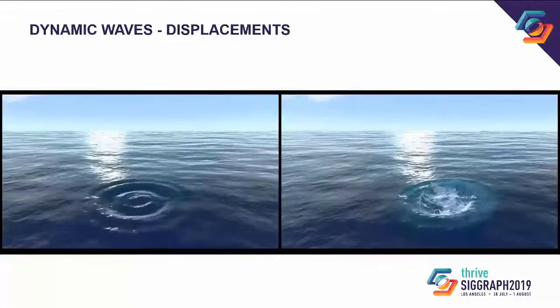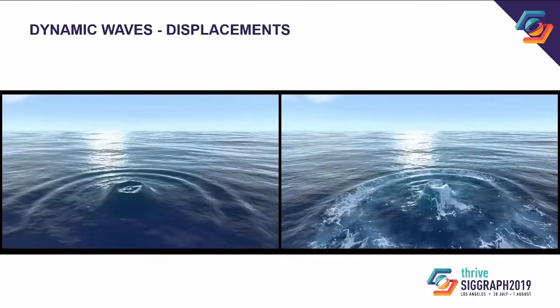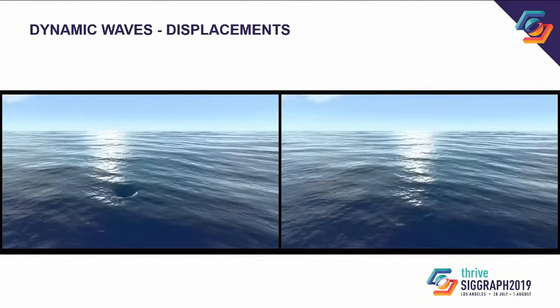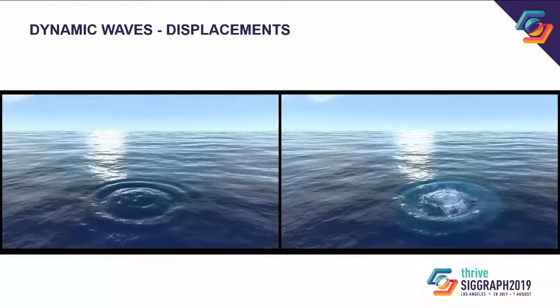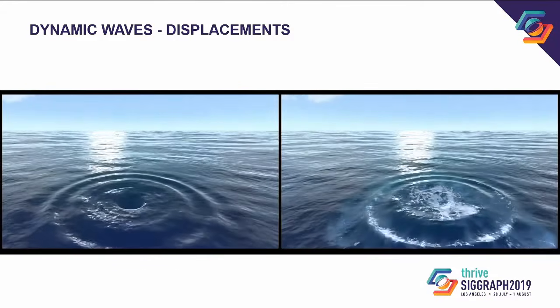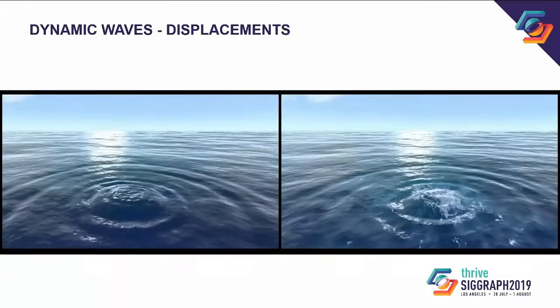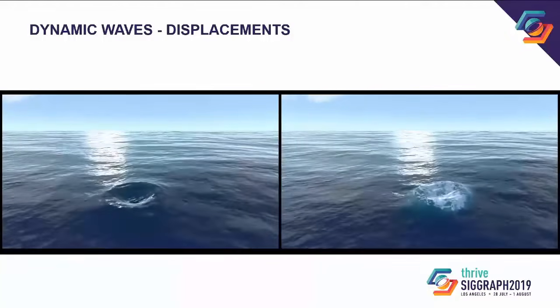The left shows the simulations without the displacements, and the right shows the final results with displacements. Generating displacements makes the dynamic waves a first-class citizen of the system, so to speak. Its displacement will then generate foam using our foam generation, and it will also inform the light scattering, and also adds horizontal motion to any floating physical objects. So we get a lot of nice results from that.